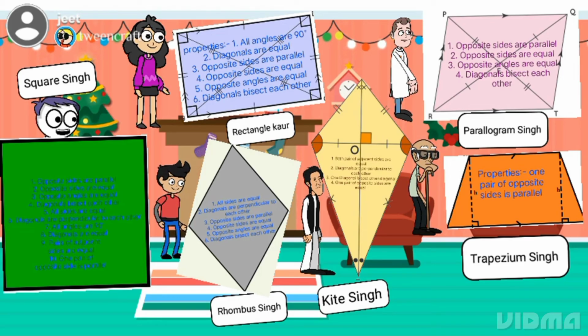Next property I have got from my grandfather, that is kite. The property is pair of adjacent sides are equal. The last property I have got from my great-grandfather, that is trapezium. The property is one pair of opposite side is parallel. It means square has properties of all the quadrilaterals and properties of both families.